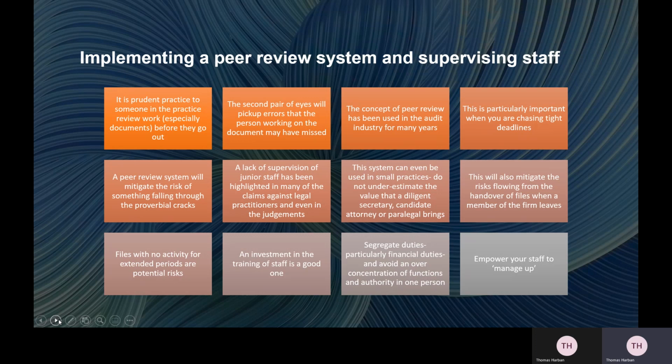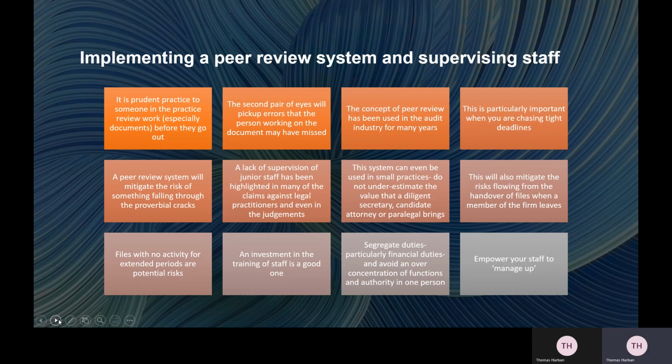Files with no activity for extended periods are also potential risks. Some people live by the adage of letting sleeping dogs lie. I will say that those may not be sleeping dogs, but those may be mambas waiting to strike. If there's no activity in a file, there are a number of steps that you can consider.